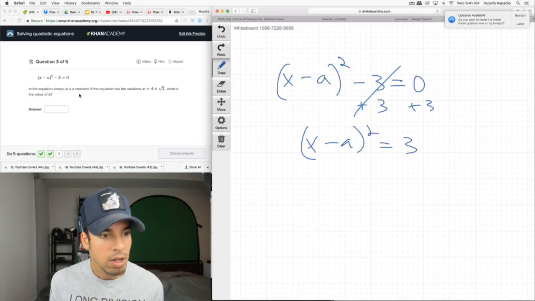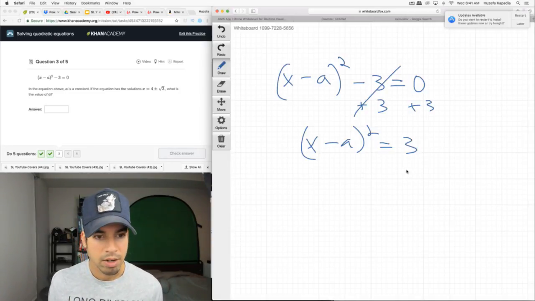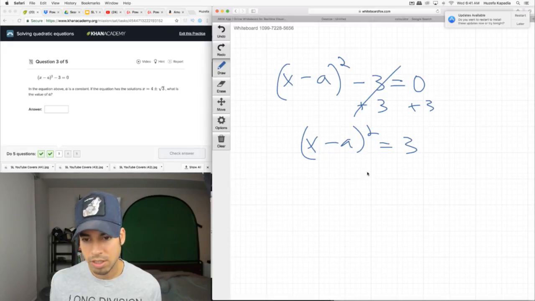Oh, I didn't even read this. In the equation above, a is a constant. If the equation has the solutions x equals 4 plus or minus square root 3, what is the value of a? Well, actually, this will work. So we're going to worry about a later. First, I'm just going to get the solution relative to a.